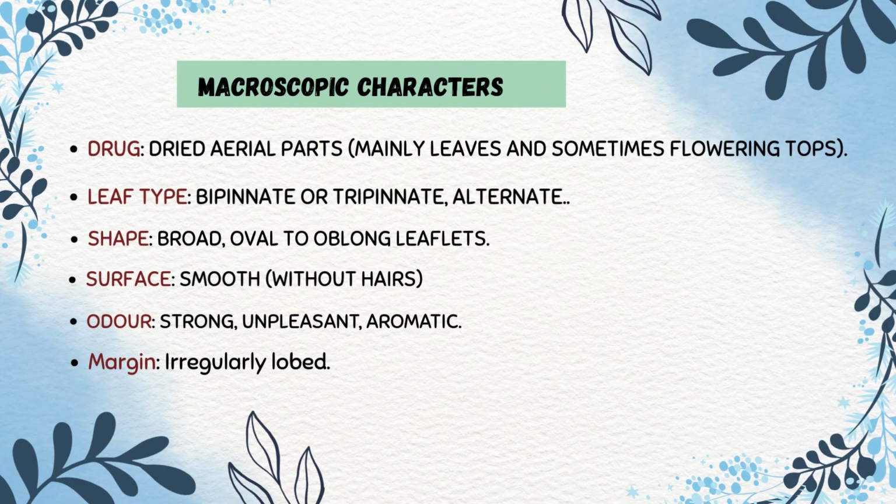Macroscopic characters of RUTA. Drug should be dried aerial parts, mainly leaves and sometimes flowering tops. Leaf type is bipinnate or tripinnate. Shape is broad, oval to oblong leaflets. Surface is smooth without hairs. Odor is strong, unpleasant and aromatic. Margin is irregularly lobed.